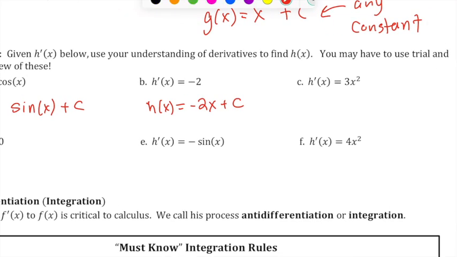So thinking backwards, what would be my original function if my derivative was 3x squared? In this case, our function was x cubed plus a constant, because when you take the derivative of this, the 3 comes down, multiplies out front, and then we subtract 1, which would give us 3x squared, and the derivative of any constant is 0.